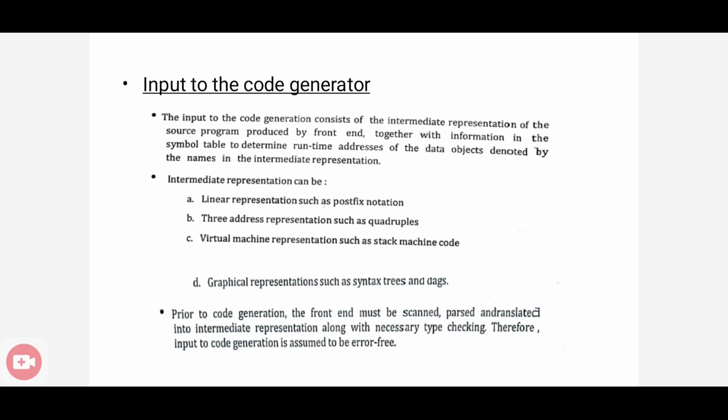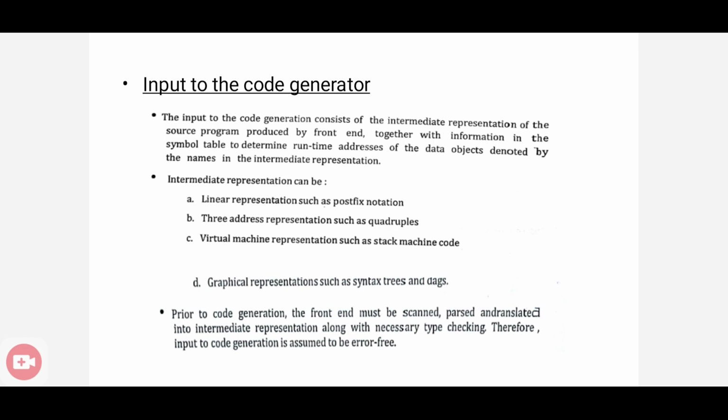Sometimes it may be a postfix notation, sometimes it may be three-address statements like quadruples, triples, etc. And sometimes we can represent it as a virtual machine representation such as stack machine code, JVM, etc. And sometimes a graphical representation can be used. So in different ways we can represent an intermediate code, and that intermediate code is the input to the code generator.